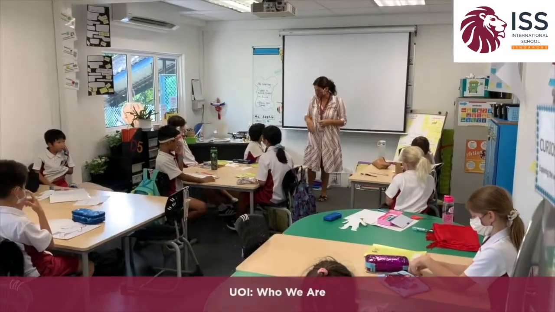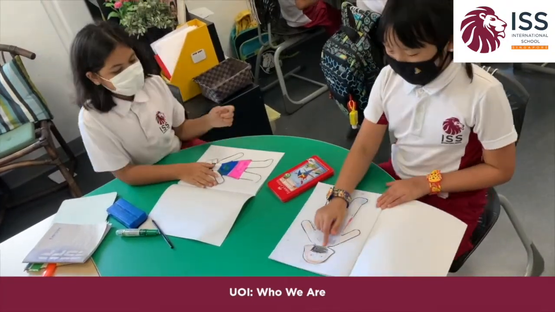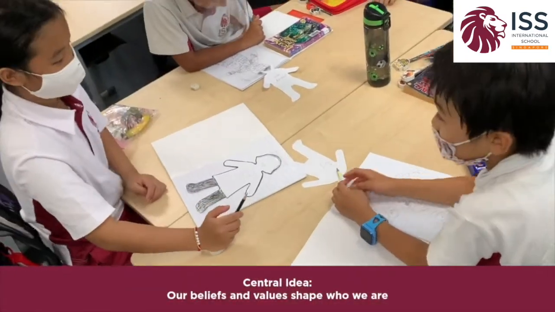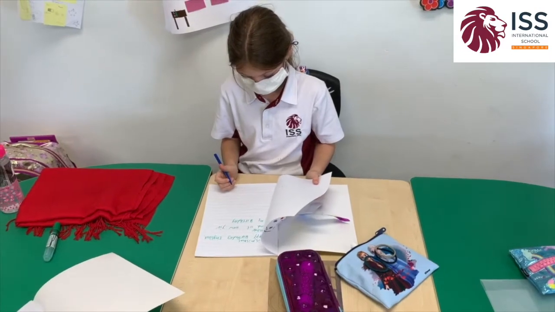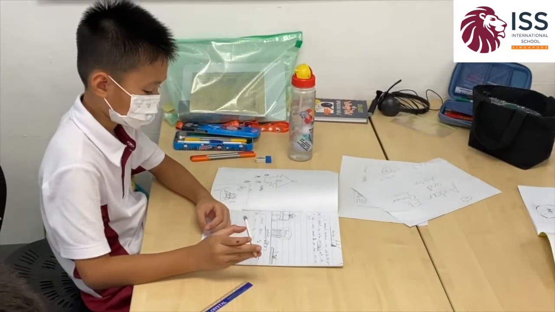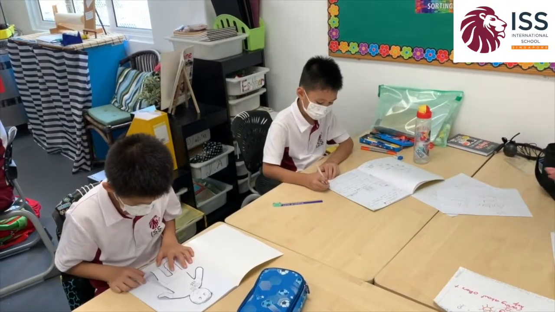Hi, I'm Miss Sophie. I'm teaching grade 3 in the primary school this year. In grade 3, we start the year with our Who We Are unit, which allows us to get to know each other and explore our own identities. Our central idea is our beliefs and values shape who we are. During this unit, students will inquire into their own beliefs and values and their own culture. They will explore what influences them and delve deeper into the concept of third culture children.